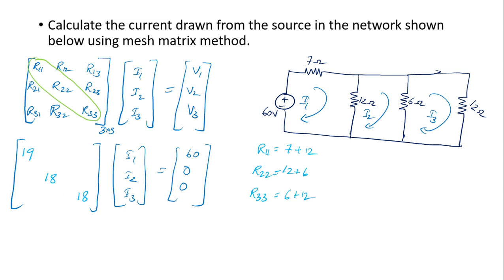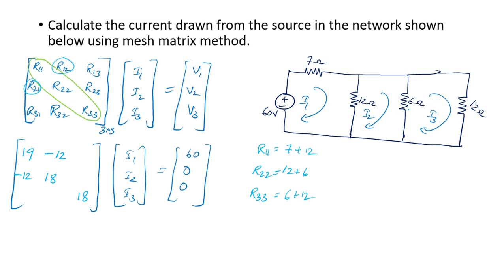Next you are going to take the off diagonal elements. The off diagonal elements will be negative, and R12 simply means the resistance that is common to meshes 1 and 2. So R12, you can see the resistance common to mesh 1 and 2 is 12 ohms. So that will be minus 12. R12 will be the same as R21, so here also you have minus 12.